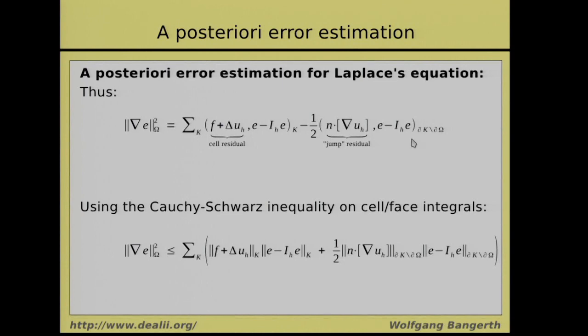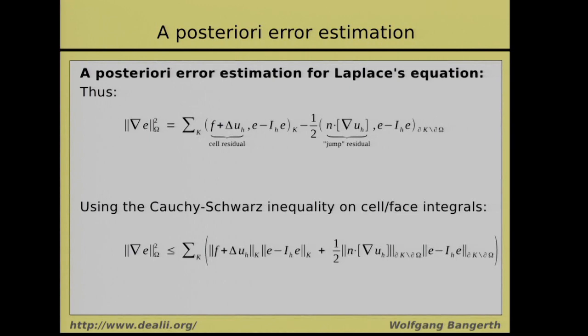What you've seen, of course, is that at least in these first two factors, here and here, I've gotten rid of the exact solution. Okay, I still have the exact solution in here. I cannot evaluate this formula as is because I don't know what E is. In order to compute E, I need to have the exact solution U. So I will have to keep working on this, but at least in these residuals, I've gotten rid of it. So what I'm going to do is use the Cauchy-Schwarz inequality on the cell and the face integrals.